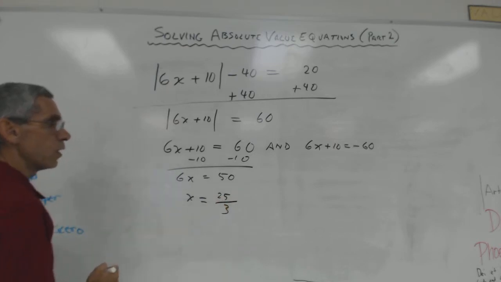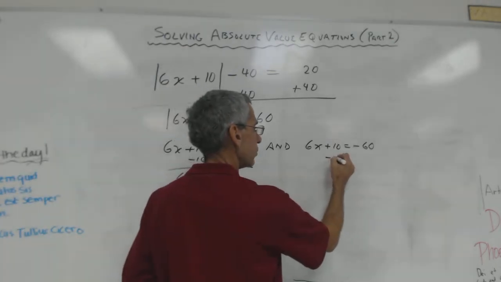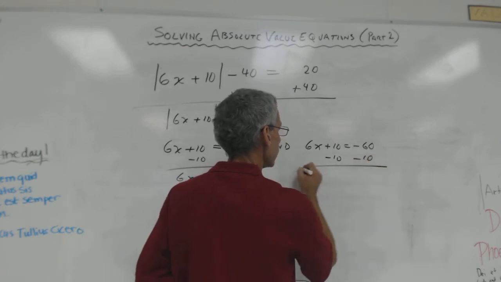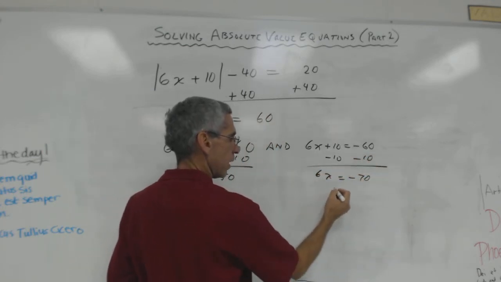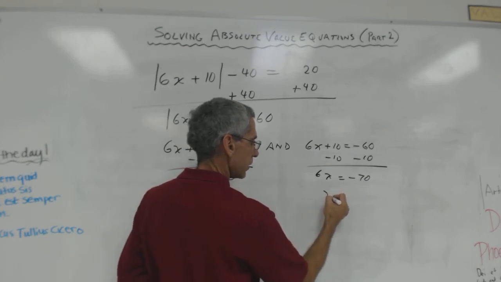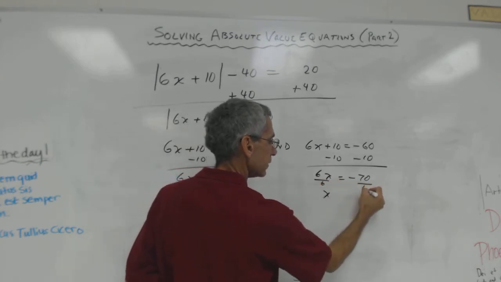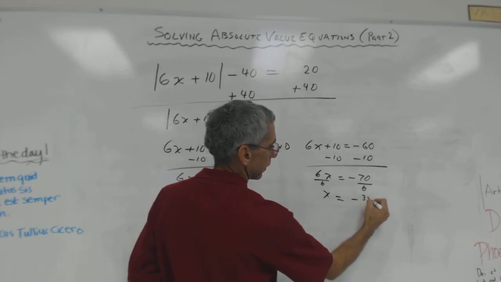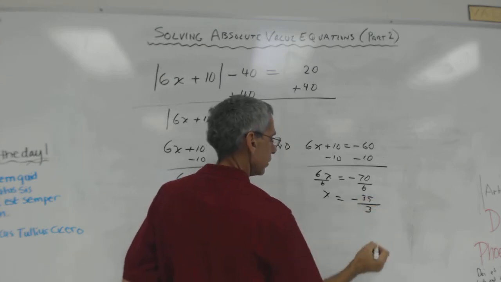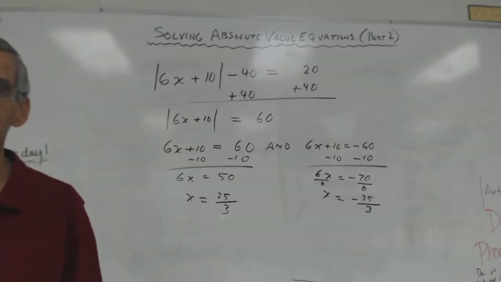All right, so we got one answer. And then here, we're going to subtract 10, subtract 10. So we got 6x is equal to negative 70. So now we're going to divide by 6, divide by 6. X is equal to negative 35 thirds. So nice to have a calculator in the room.